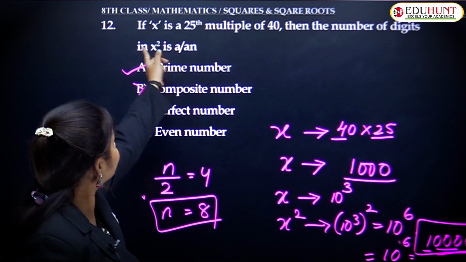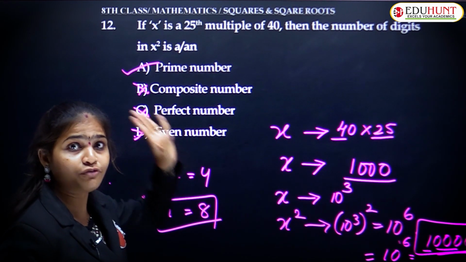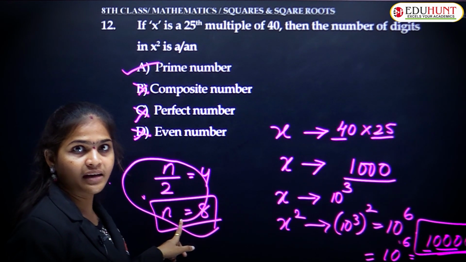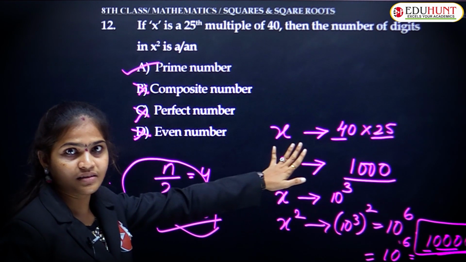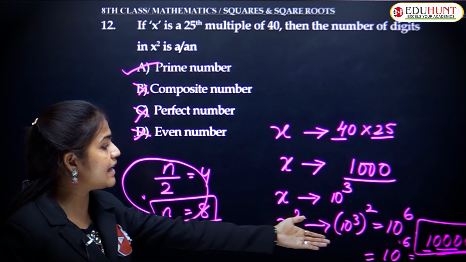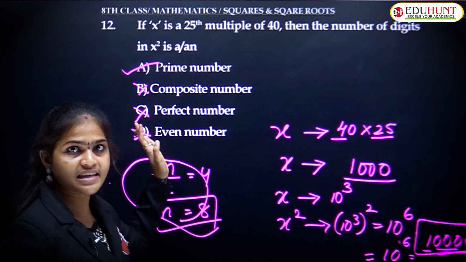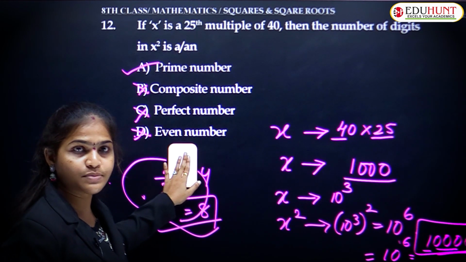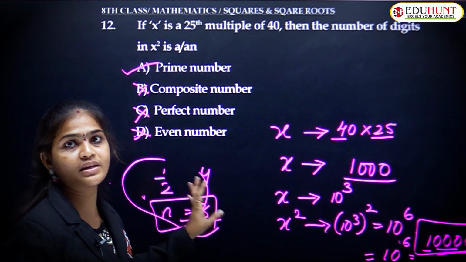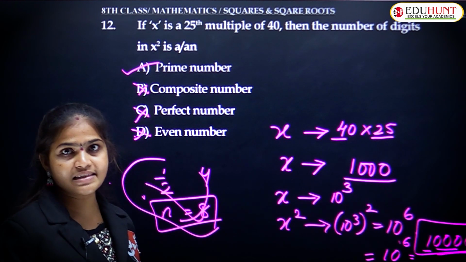Okay, if they don't mention the number and directly give just a 4-digit number, in that case you have to apply this condition. But here they gave the number. In that number, it's a perfect square. How much will you get? 10 to the power of 6. So how many digits are there? 7 digits are there. So we use this condition only when they give just a 4-digit perfect square.